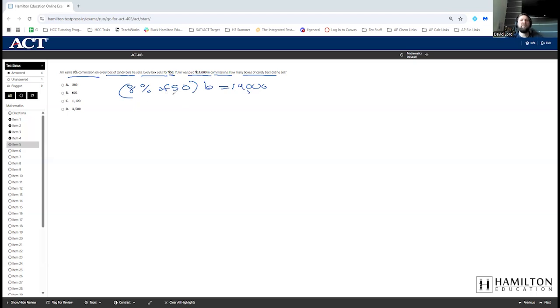So 8% of 50 is $4. You can use your calculator too. It'd be 0.08 times 50. So it's $4 commission for every box he sells, and he made 14,000. So we're going to divide 14,000 by 4.